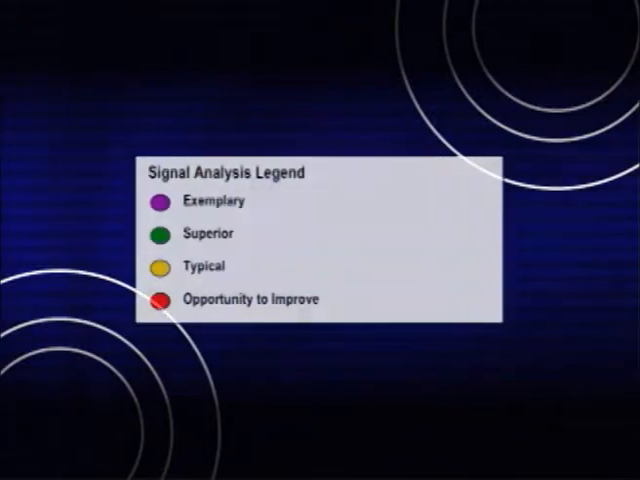To help you interpret the results of your ISQ surveys, we created a color grading system called signal analysis. We employ a traffic signal metaphor, red, yellow, and green, to help you interpret the information. Red are areas that need improvement, yellow is typical practice, green is superior, and we created a 4th category, purple, for exemplary practice. It's helpful to start by looking at page 4 of your status report.